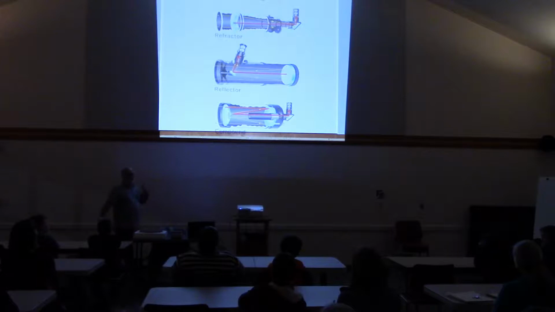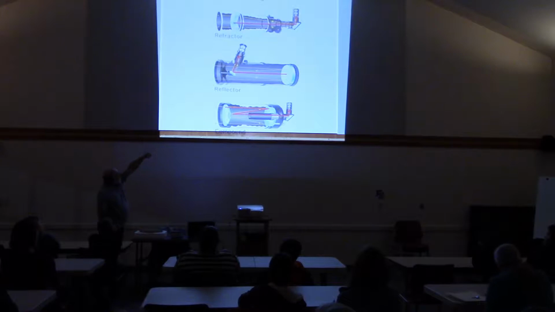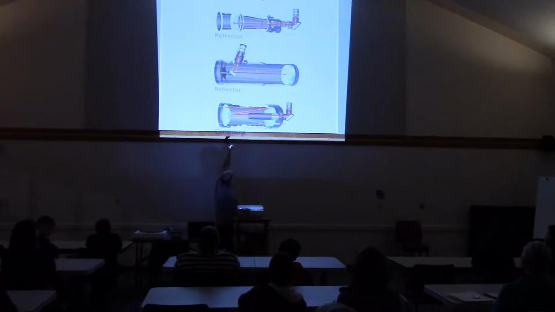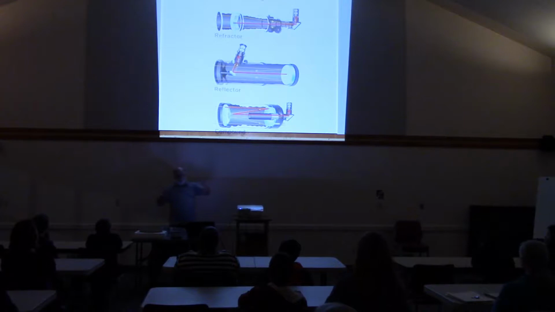Focal length is the other attribute. The distance from the first surface of the lens or the mirror to where the light is focused to a point. Every one will be a little bit different. But here you see the advantages of a compound telescope, having a lens, a mirror, and another mirror for the light to go through. You've cut the length down 3 times. If this were a 12-inch long telescope, if it wasn't compound, it would be 3 feet long.